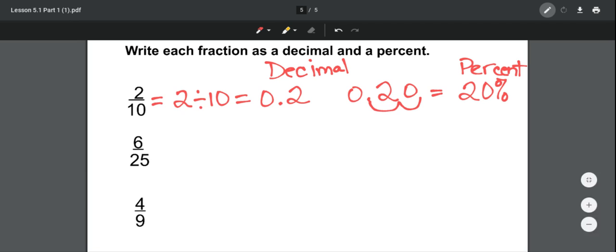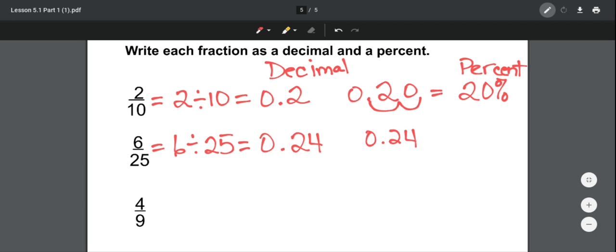In the next question, again, we would be dividing our numerator by our denominator, and using a calculator, we will find that it equals 0.24. When we take 0.24 and move our decimal point to the right 2 times, we will find that 6/25 is equal to 24%.